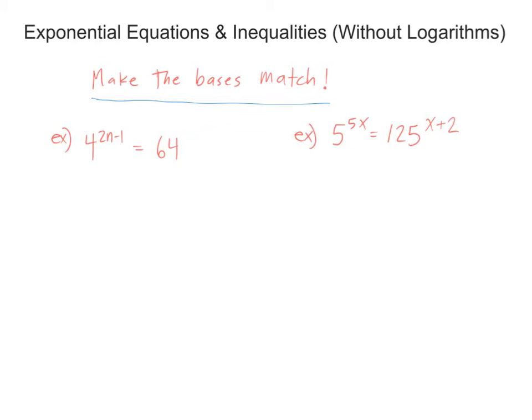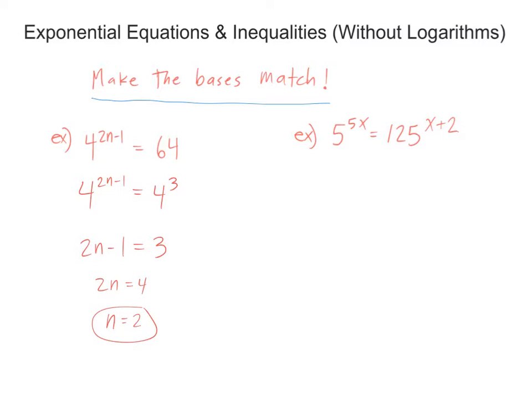So in this first example, I've got 4 to the 2n minus 1 on the left and 64 on the right. And if I can just think of that 64 as 4 to the third, 4 times 4 is 16, 16 times 4 is 64, then all my work's basically done. If the bases match, then the exponents have to be equal. Makes sense. If 4 to something equals 4 to something else, then those two somethings should match each other. And we've got a nice simple equation. We can add 1 to both sides and get 2n equals 4 and n equals 2.